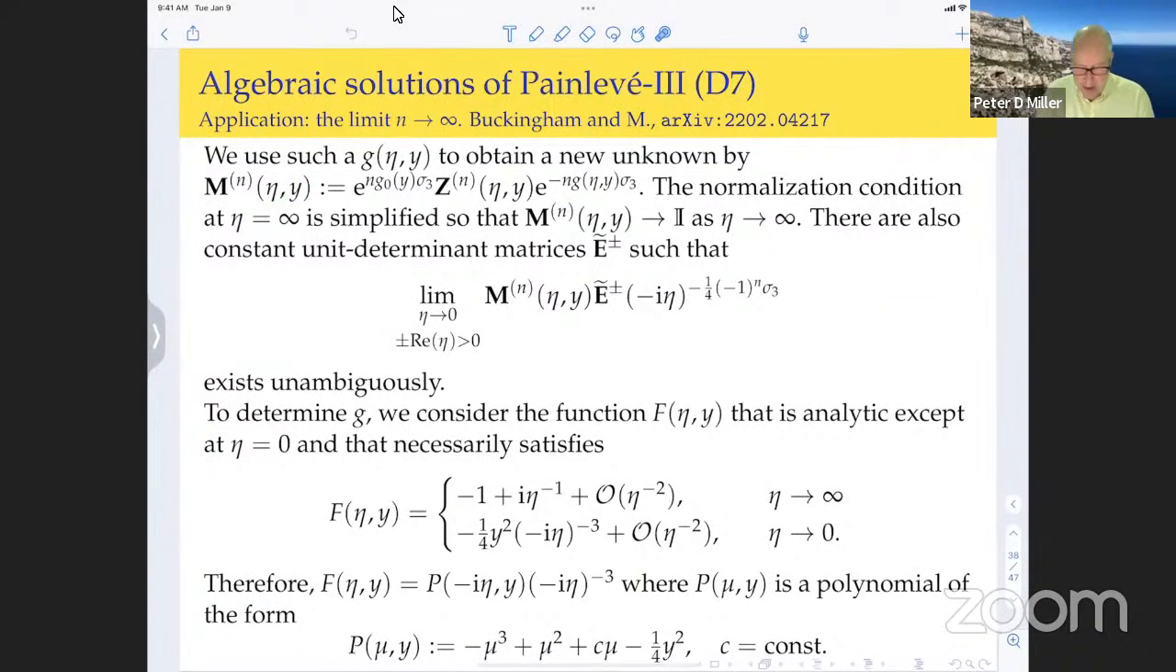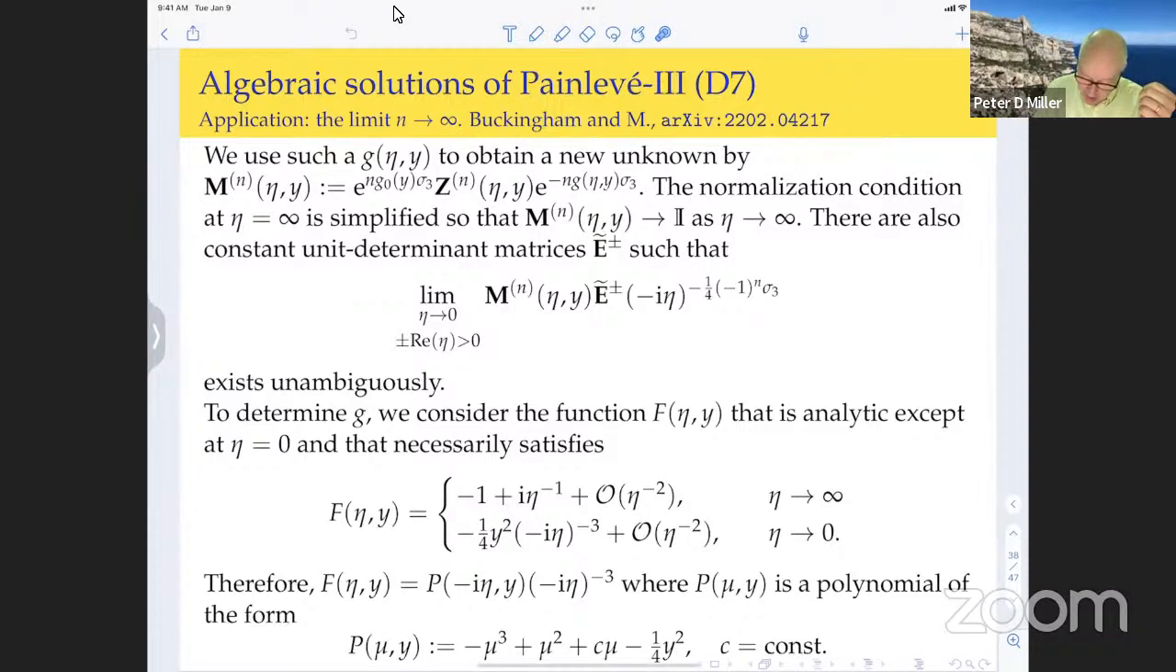And then we look at this m. Okay, so at this point, the spectral curve shows up, and the idea is we need to consider this function f to be analytic everywhere except at the origin, and it's got an asymptotic expansion at 0 and infinity that we can work out by the conditions on g. So that's written here, and what this tells you is that up to this factor of minus i eta to the minus 3, this f is a polynomial. It's a polynomial of this form.